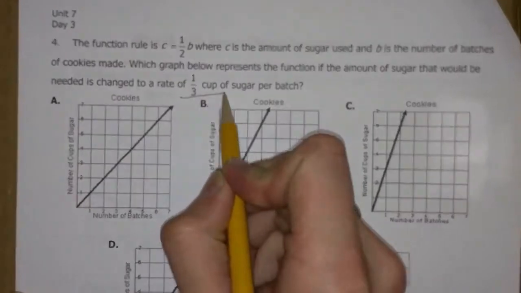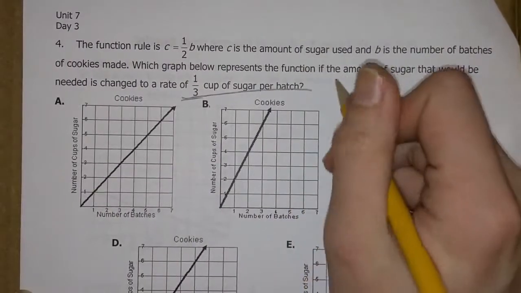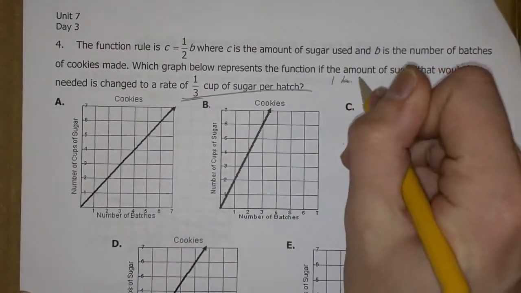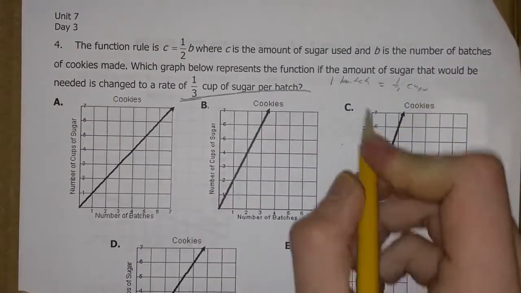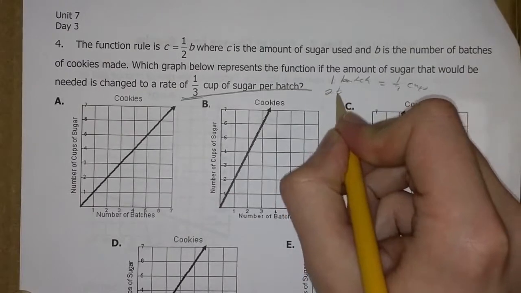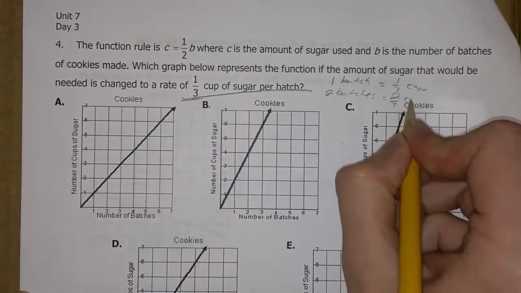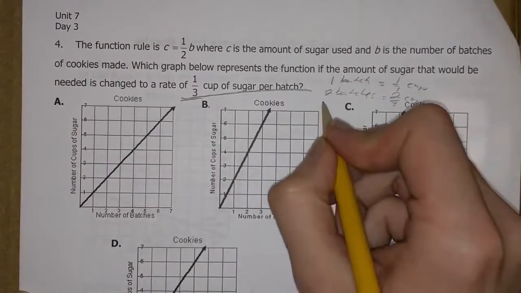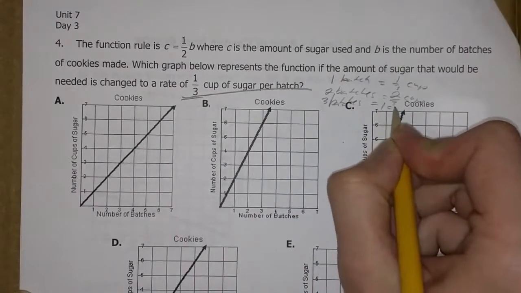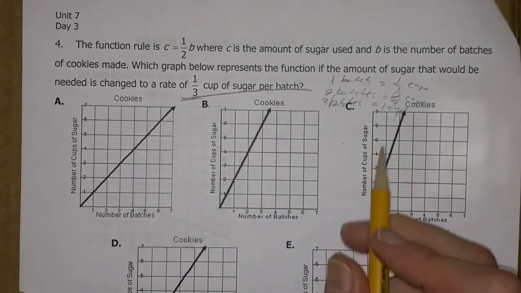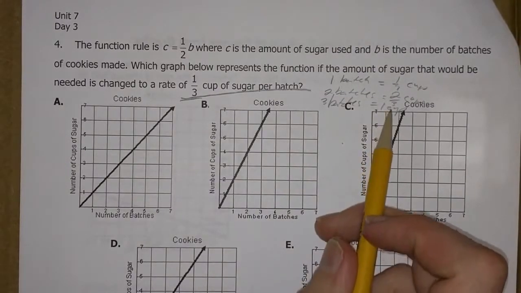Okay, so what we're really looking for is a graph that matches this, 1/3 a cup of sugar per batch. So if you think about what that means, one batch needs 1/3 a cup, 2 batches is 2/3 a cup, and 3 batches equals 1 cup. And I'm going to look on my graphs for this, on these options. So one batch should be about 1/3 of a cup.